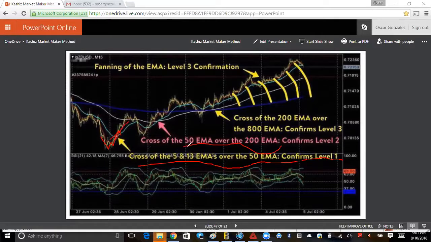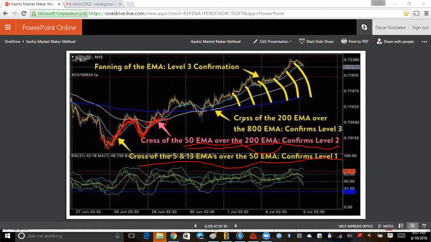Cross of the 50 EMA over the 200 EMA confirms level 2. You see here, now you see it went here, stop hunt low, rise. Funny, huh? Stop hunt low, rise. This is the 200 EMA. It crossed over, okay? 50 crossed over the Mayo. Water over the Mayo. Okay, got that, okay?